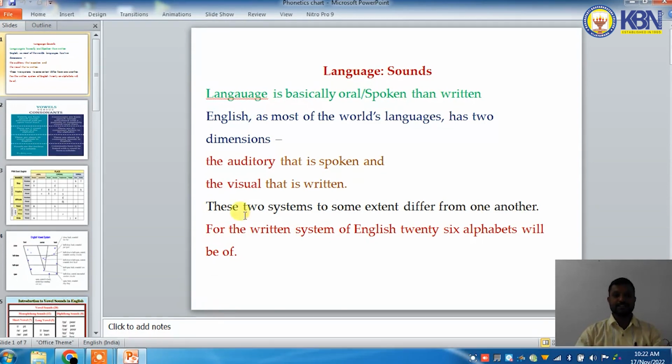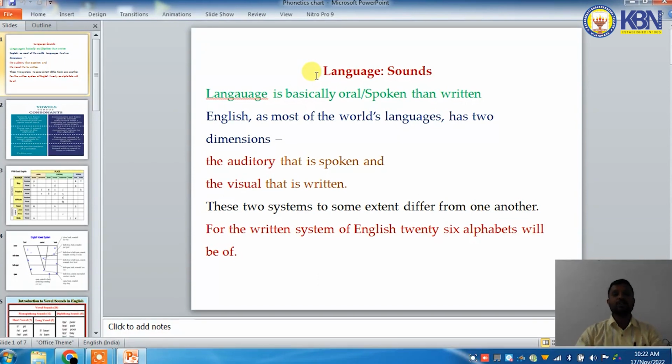Let's begin our class. At the very beginning, I would like to talk about what language is basically all about. As we all know, language is basically spoken or oral, and only then is it written. To make you understand, language has originated not as a script.